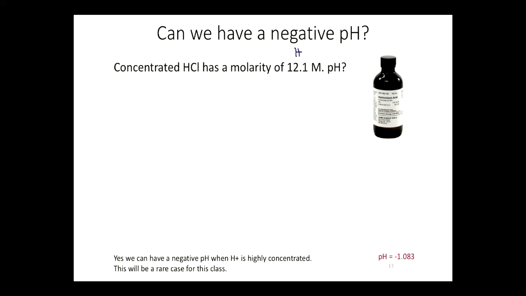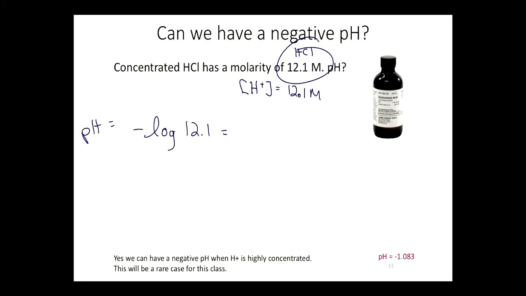Well, if this is the HCl solution or concentration, we're going to just assume that the H plus concentration is also 12.1 molarity. So to calculate the pH, we're simply going to do negative log of 12.1. And so if you put that into your calculator, so negative log 12.1, yes, you in fact get a negative number, negative 1.03 decimal places, so 0.83. And so yes, you can have negative pHs. It just means that your H plus concentration is very, very, very large.